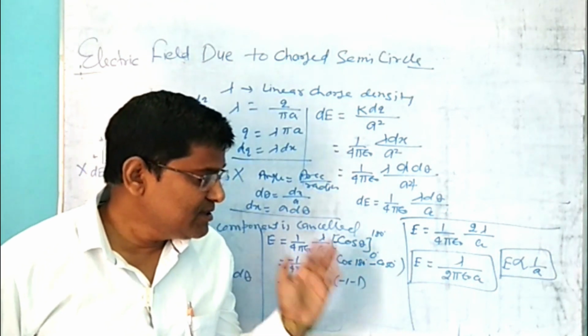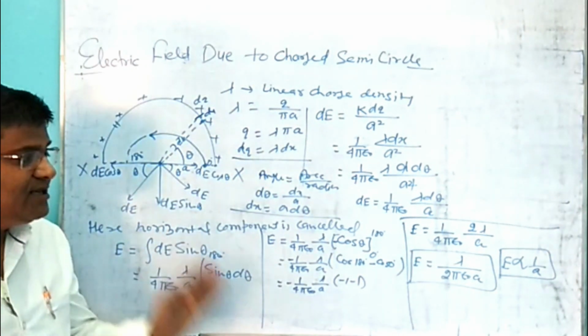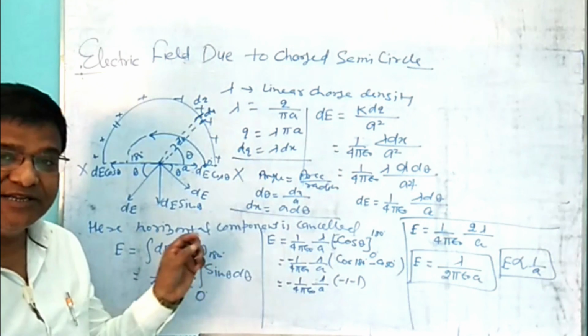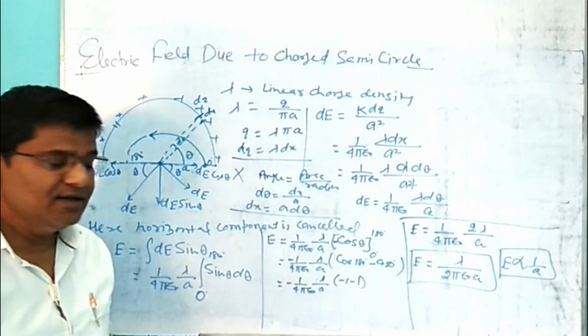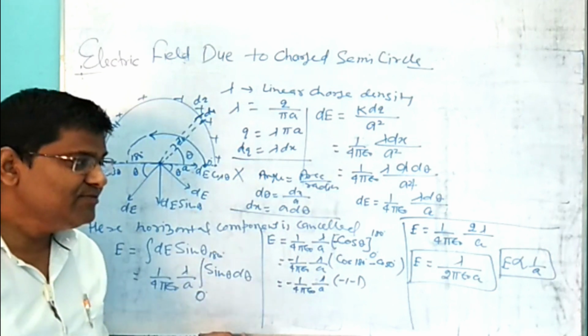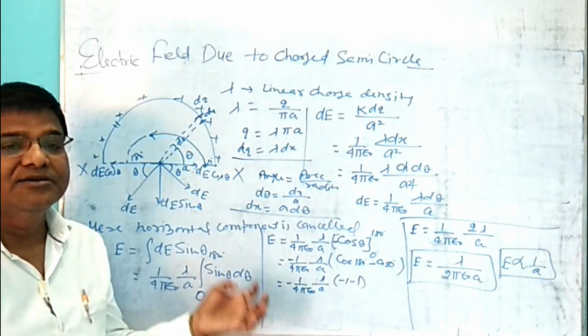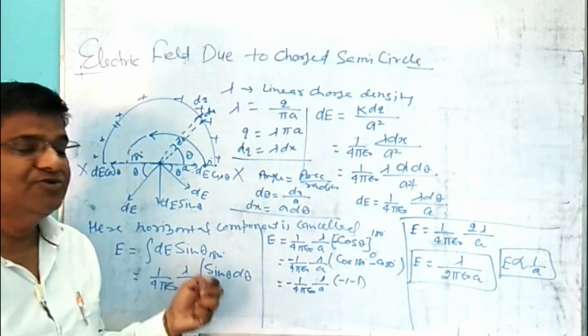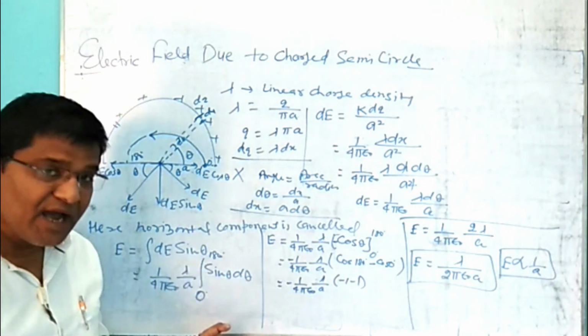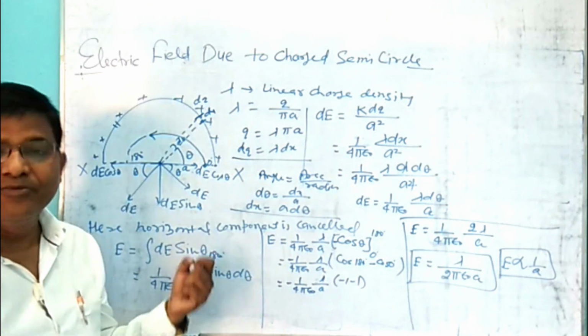We discussed three cases here: one is a charged point, another is the semicircle, and the other is the ring. By using this method, you can derive the formula of electric field due to an infinite or finite charged object.